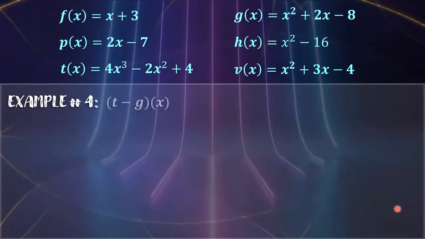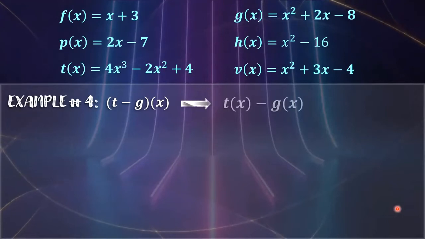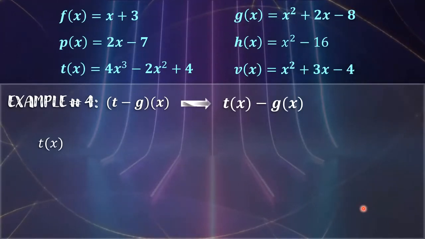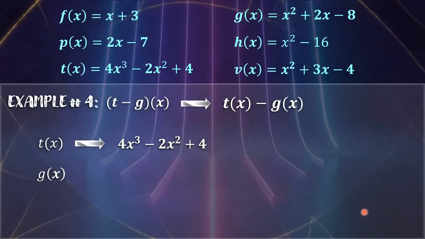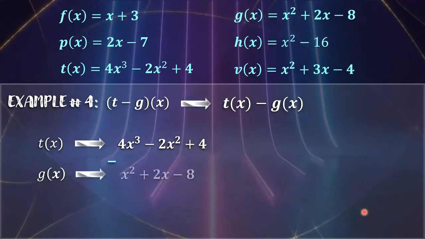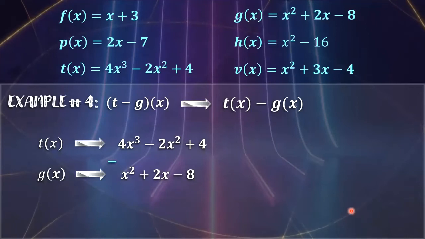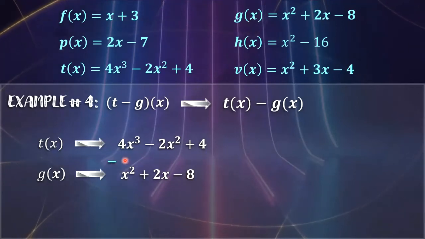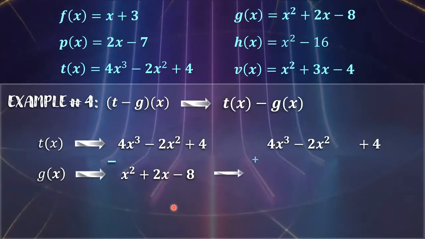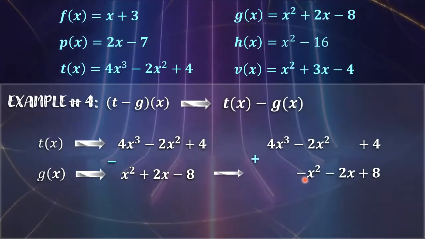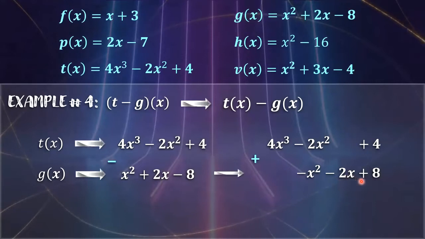Example number 4, still solve for the difference of t of x and g of x. For t of x, we have 4x cubed minus 2x squared plus 4. And for the value of g of x, we have x squared plus 2x minus 8. And don't forget, whenever it is subtraction, we need to multiply this operation to our function. This becomes negative x squared minus 2x plus 8.